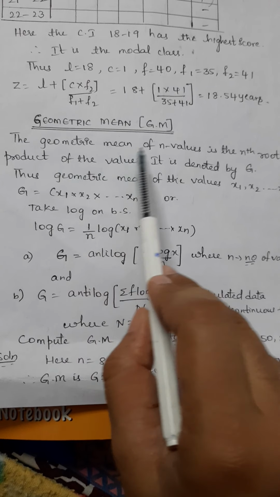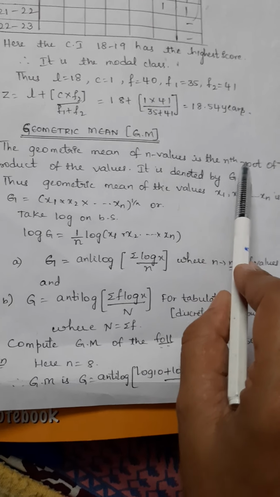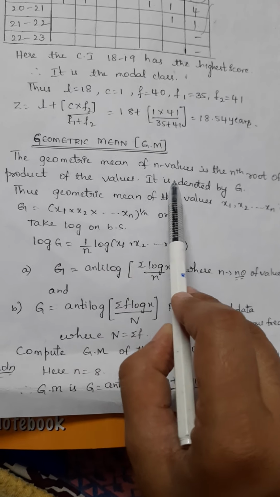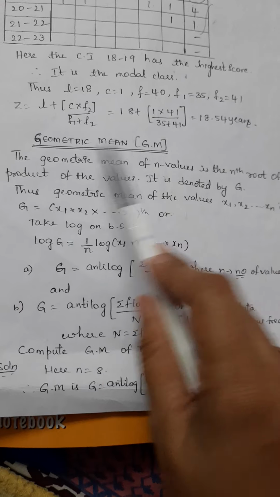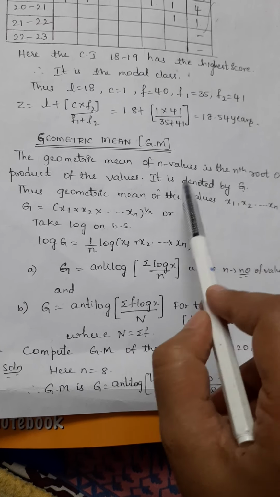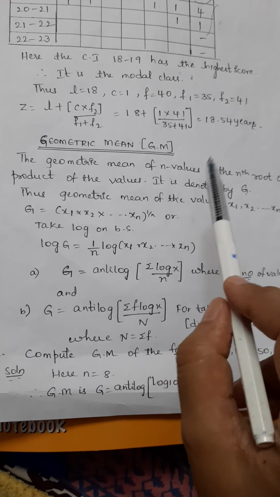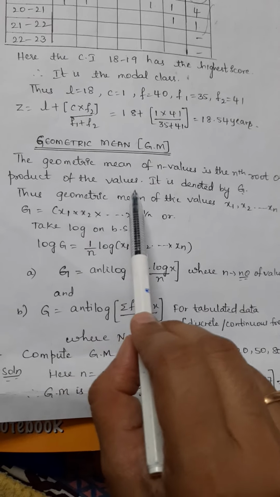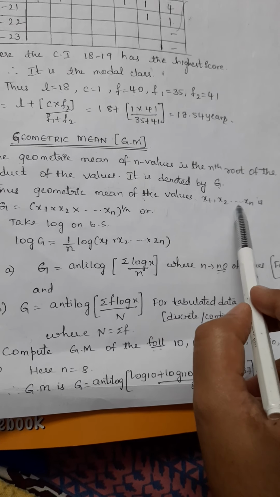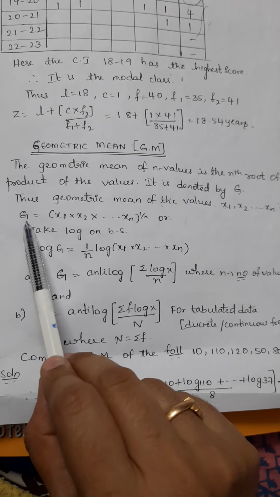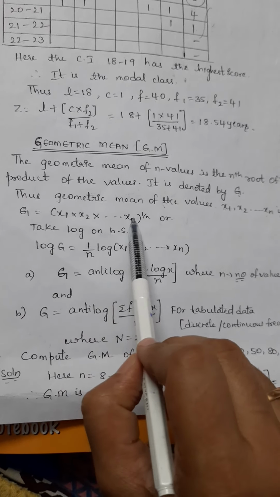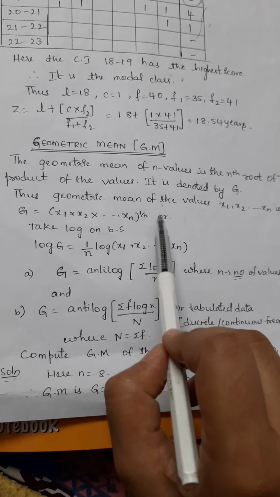So the geometric mean of n values is the nth root of the product of the values, and it is denoted by G. Geometric mean is denoted by G, whereas arithmetic mean is denoted by A and harmonic mean is denoted by H. Thus, geometric mean for the set of n values, we will take it as x1, x2, etc. xn, is G equals product of x values x1 into x2 into etc. xn whole to the power 1 by n.